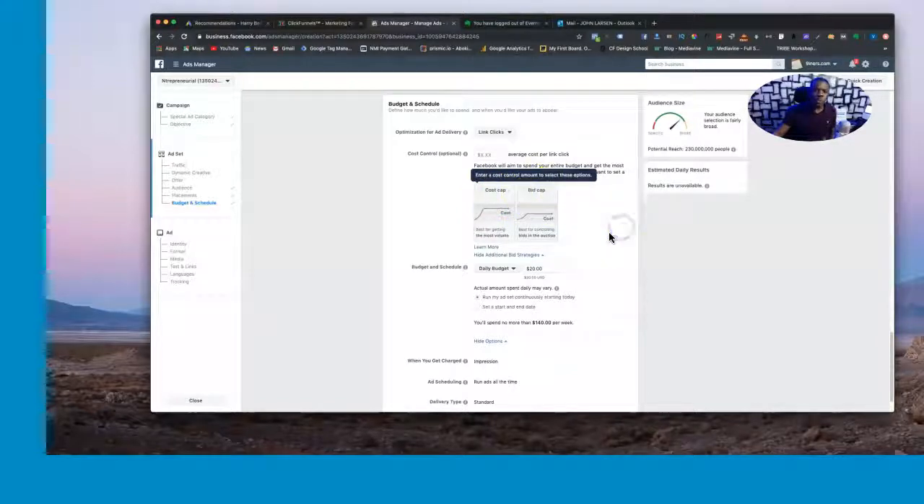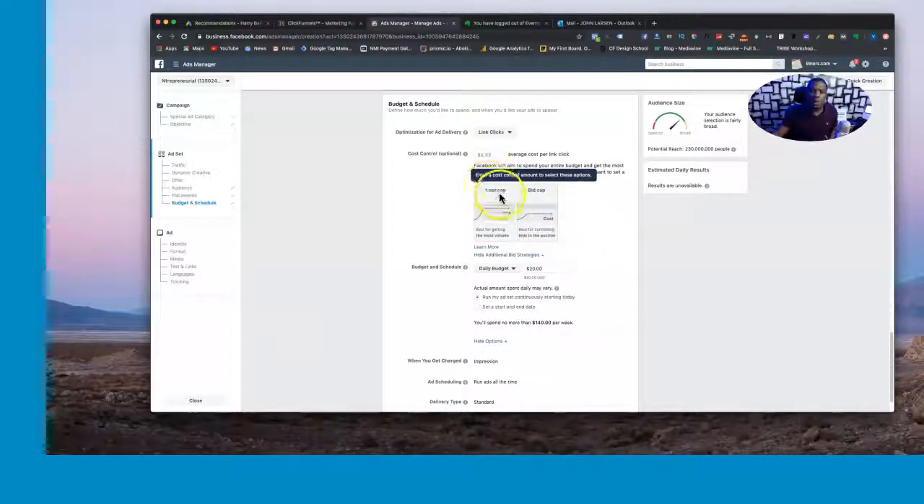So what is the difference between these two bidding strategies? The cost cap really is saying, and of course each of them will tell you, best for getting the most volume. This one is talking about best for controlling bids in the auction. I'll explain it to you guys, and I'll let you know which one I really prefer.